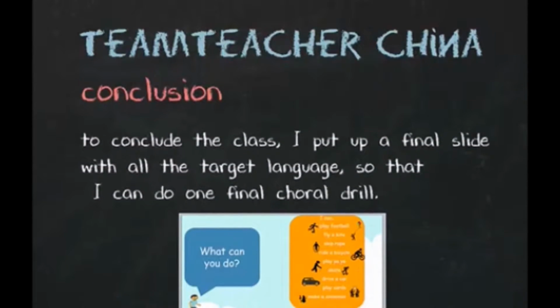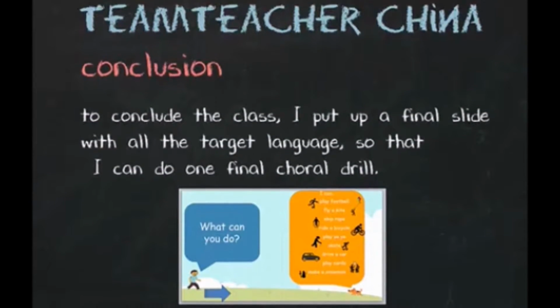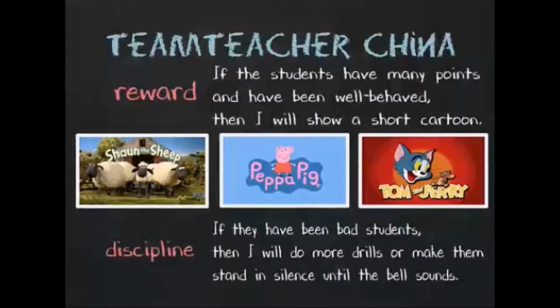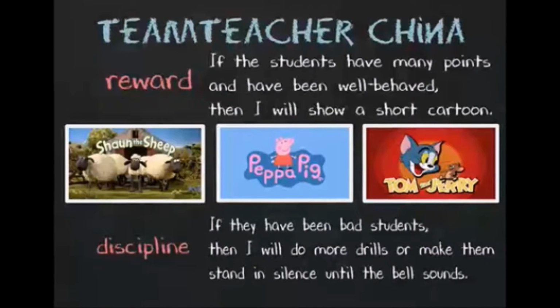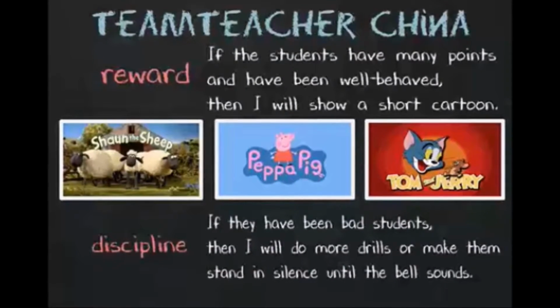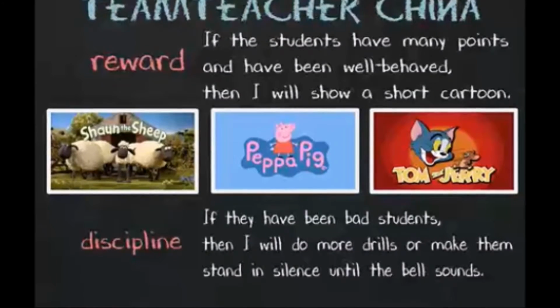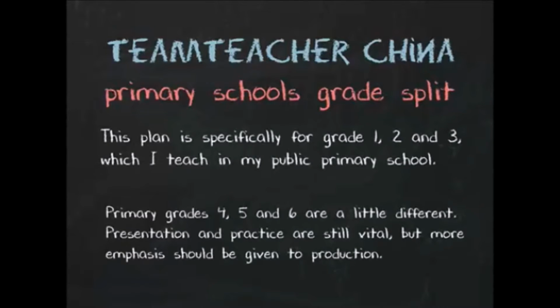To end the class, I will put up a final slide, all the target language, so I can do one final drill. If the students have many points and have been well behaved, then I will show a short cartoon. If they have been bad students, then I will do more drills or make them stand in silence until the bell sounds. This plan is specifically for grades 1, 2, and 3.